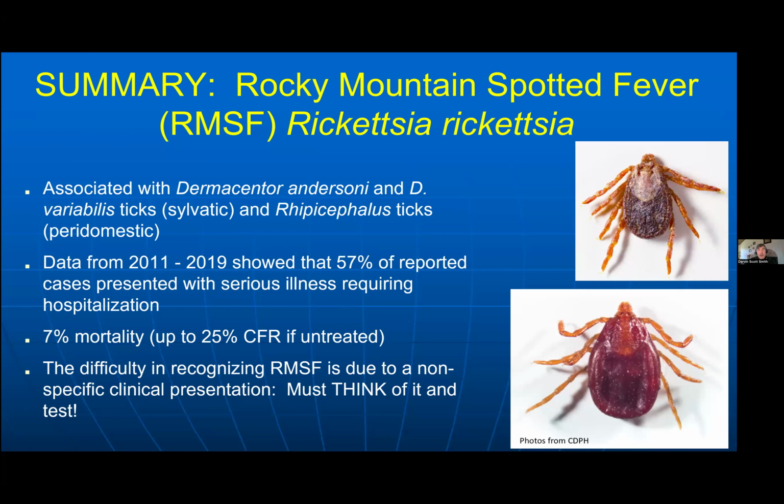So in summary, Rocky Mountain spotted fever is caused by Rickettsia rickettsii. It's associated with 3 different ticks, mostly Dermacentor in the US, but also Rhipicephalus ticks, and data showed that from 2011 to 2019, 57% of reported cases presented with serious illness requiring hospitalization. So if that happens, think doxy, use doxy empirically. It's got a 7% mortality, and if untreated, 25% case fatality rates are observed. And it's difficult to recognize or think of it because it's a very non-specific clinical presentation, but test for it if you think of it.